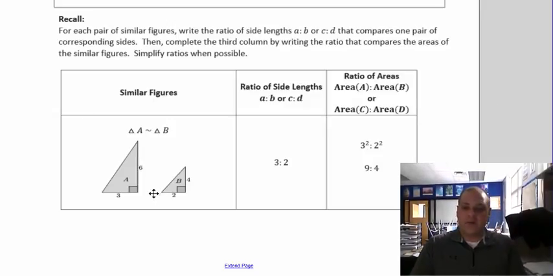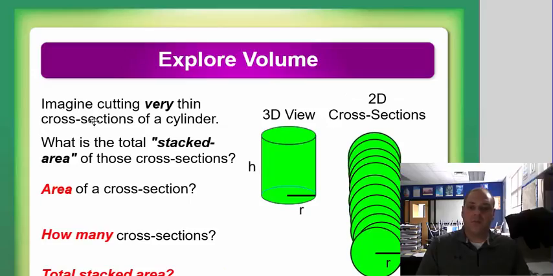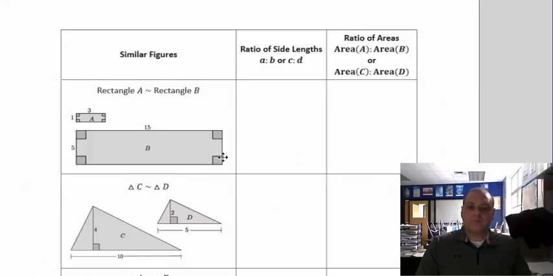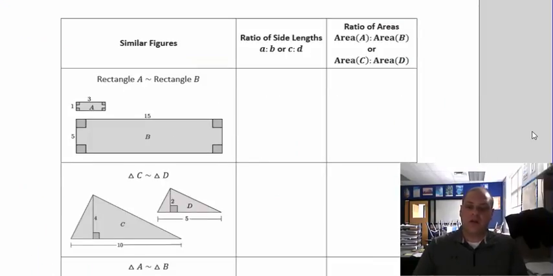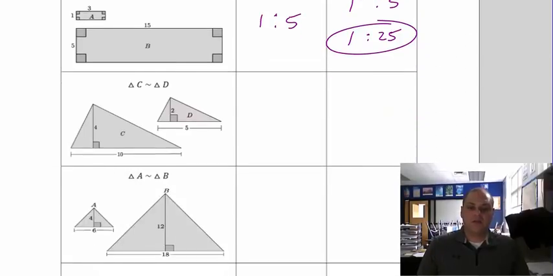So if you have a 3-to-2 ratio here, we've done this before. If it's 3-to-2, you square both of those and you get 9-to-4. So the areas are in a ratio of 9-to-4. Here's this one here, 1-to-5. So what happens is you'll square those, and you'll get a ratio of 1-to-25 for the area.